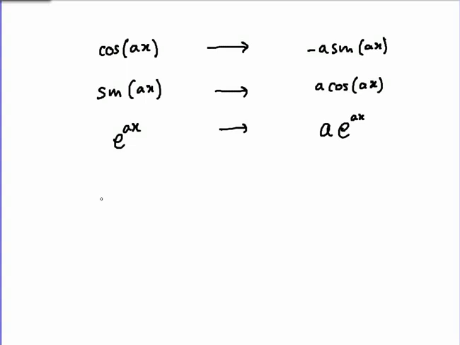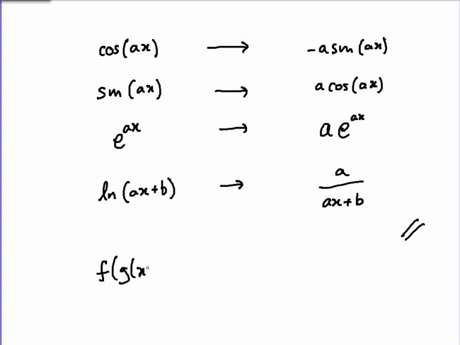And logarithm, finally, logarithm of a linear function, very common to see. We would get 1 over that linear function, times the derivative of the inside, so there we go. Some standard, very common results, but our chain rule is that we have a composite, we differentiate the outside, and we multiply by the derivative of the inside. There we go, chain rule.